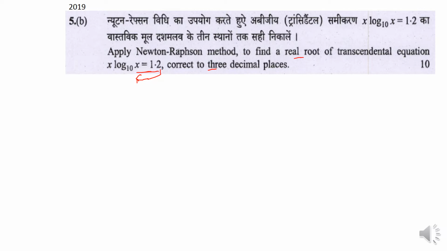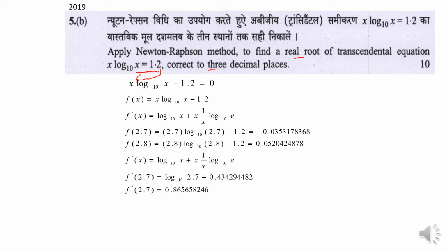Find f dash x, and then apply the formula x(n+1) is equal to x(n) minus f(x) upon f dash x. There you put the values and calculate the iterations. So here x log base 10 x minus 1.2 is equal to 0. We differentiate it. The first term is a product of two functions, x and log base 10 x. We know the differentiation of x is 1 and the differentiation of log base 10 x is 1 upon x log base 10 e, and we did this here.